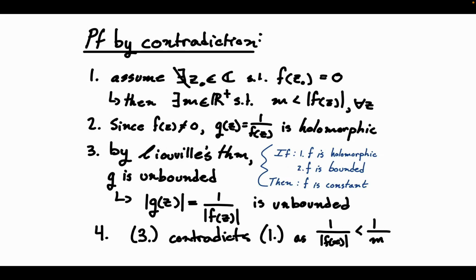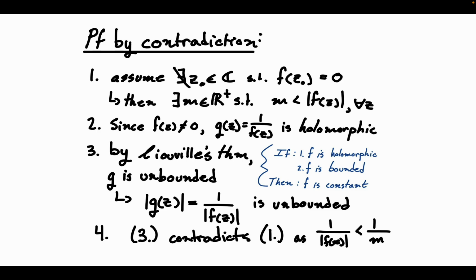Great, so it is going to be a proof by contradiction. So 1, assume that there does not exist a root. That is, there does not exist a z0 such that f of z0 is equal to 0. Well, then it follows logically that there must be a real positive number that lower bounds the modulus of f of z, and that's because we need to prevent f of z from being 0.